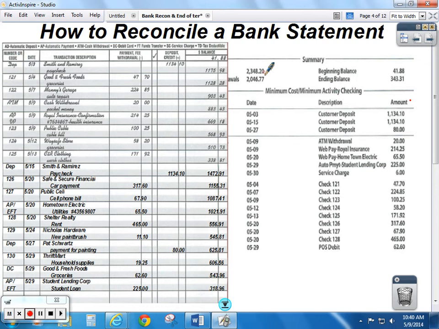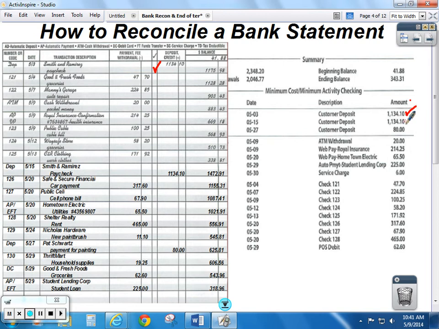The next step of reconciling a bank statement is to compare the two statements and put check marks or tick marks beside the items that occur both on your statement as well as on your register. So let's do that. We're going to compare them and match them. The first one, May the 3rd, customer deposit, $1,134.10. Do I see it on this register? Yes, I do. It's right here, $1,134.10. Because I see it in both places, I put a check mark on both places.